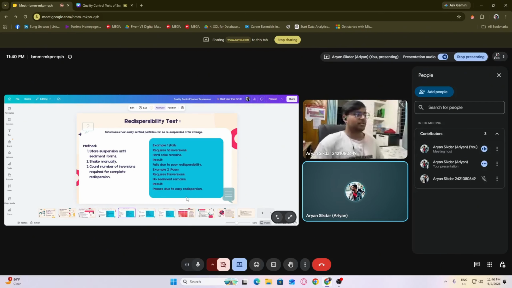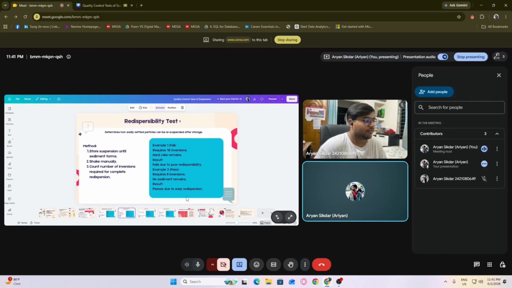Okay, so the second test is the redispersibility test. This test determines how easily settled particles can be resuspended after storage. Its significance is that a good suspension should redisperse easily without forming a hard cake. The suspension is allowed to settle, then shaken manually. The number of inversions required for complete redistribution is then recorded.